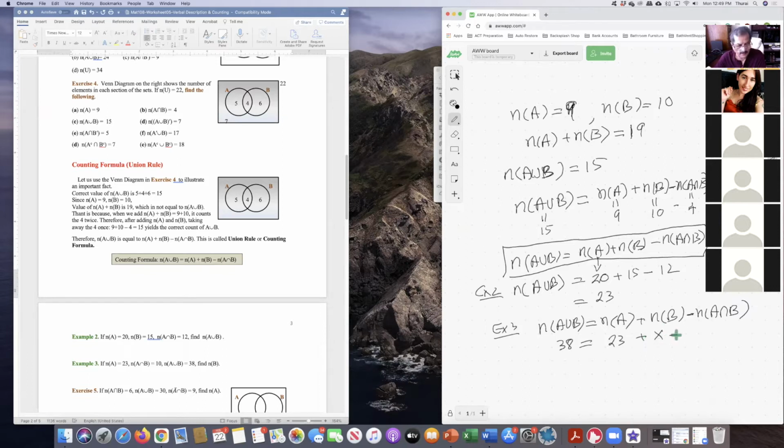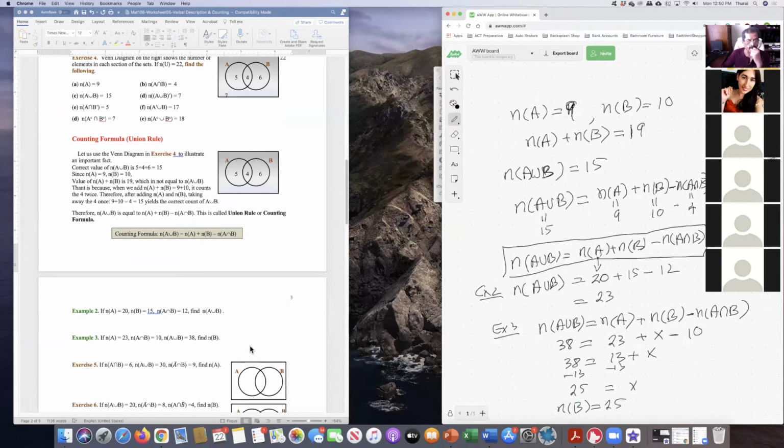A intersection B is given as 10. So now you have an equation with one unknown quantity, so you solve it for X. 38 equals 23 minus 10, which is 13, plus X. Subtract 13 from both sides, then X equals 25. So you conclude that count of B equals 25. That's what we called X. So basically, if they give you any 3 of the numbers in this formula, you can find the 4th one, no matter what it is.